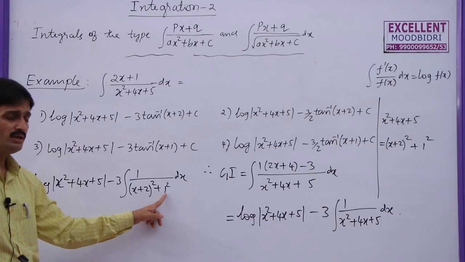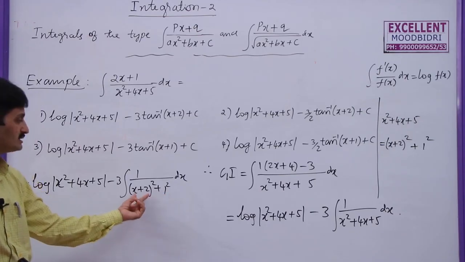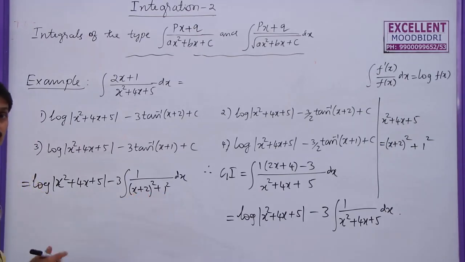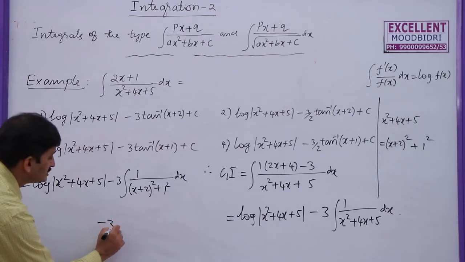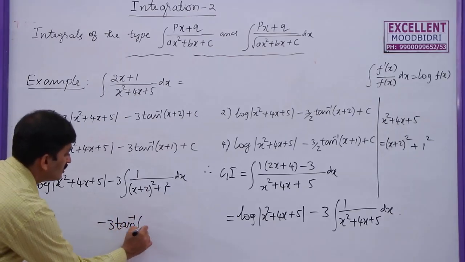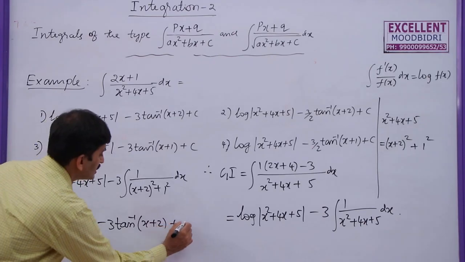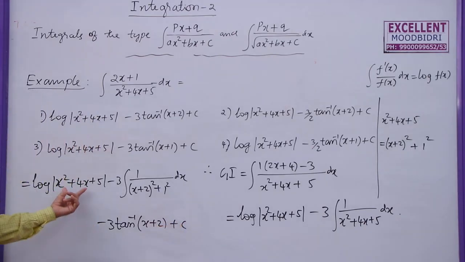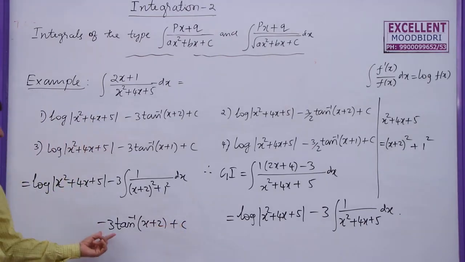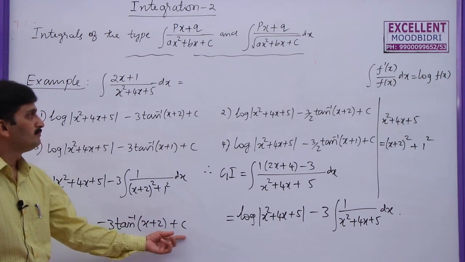So, 1 by a, 1 by 1 is 1 only, tan inverse x by a, in place of x you have to write x plus 2. So, minus 3 into tan inverse x plus 2 plus c, correct? So, what is the answer? Log mod x square plus 4x plus 5 minus 3 into tan inverse x plus 2 plus c.